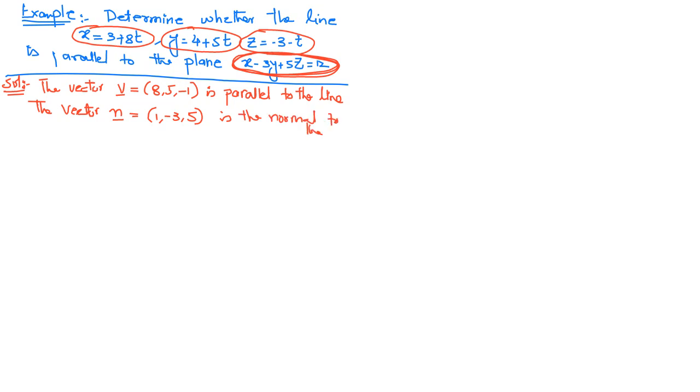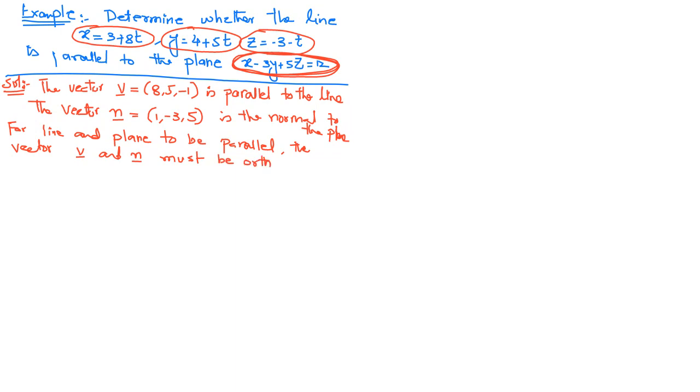This is the normal to the plane. Now we want to show that the line and the plane are parallel. For a line and plane to be parallel, the vectors v and n must be orthogonal. So what does that mean? That v vector dot n vector is equal to what? It should be equal to 0 for the orthogonal case.